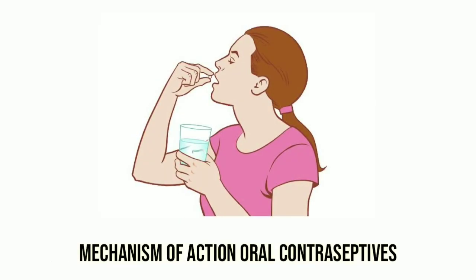Oral contraceptives. Mechanism of action of oral contraceptives: suppression of follicle-stimulating hormone or FSH and luteinizing hormone or LH, responsible for follicle development and ovulation, primary mechanism for COCs, secondary for POPs. Thickening of cervical mucus, making it difficult for sperm to enter the uterine cavity, primary mechanism for POPs, secondary for COCs.